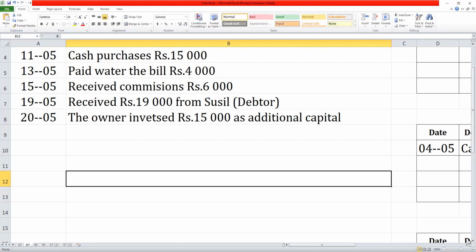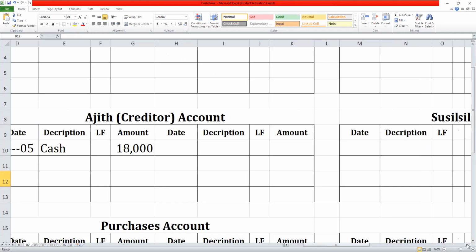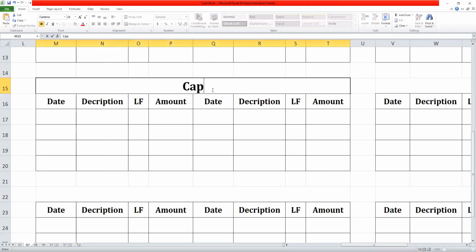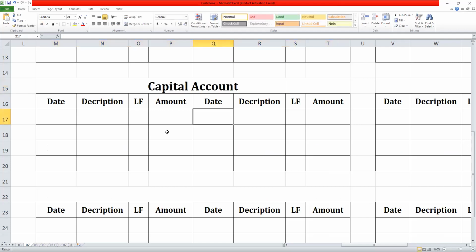Now we have to use the next account, that is capital. Open the next account, that is capital. Listen well. Capital is an equity account. The cash book is debited, so the capital account is credited. Why? An equity increase is a credit. So on 20th of May, the owner has invested rupees 15,000 in cash as capital. This is how I describe the transaction on 20th May.